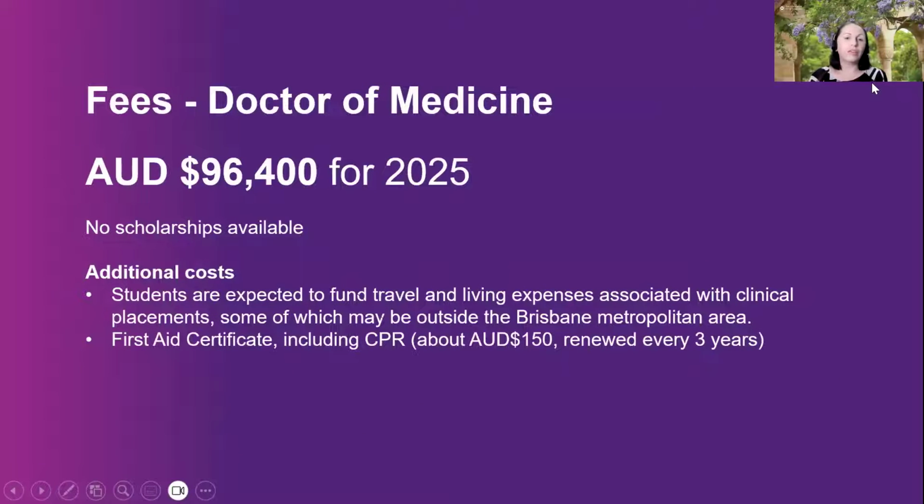Okay, so the fees for the Doctor of Medicine for 2025 are $96,400. No scholarships are available. There are some additional costs, such as making sure that you have your CPR certificate, your first aid certificate, and your CPR training. And students are expected to fund any travel and living expenses that they require.